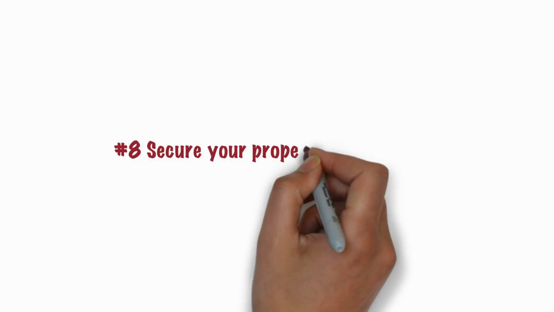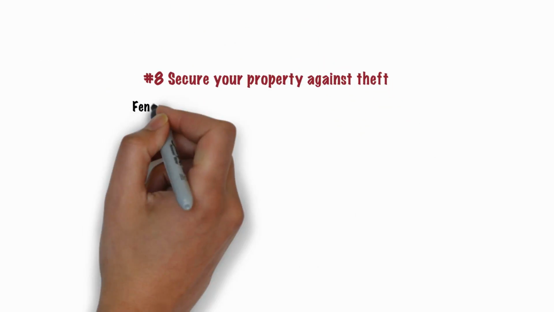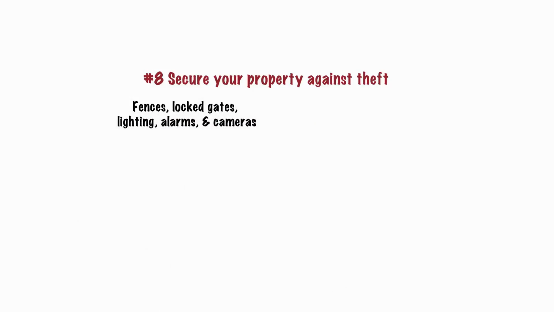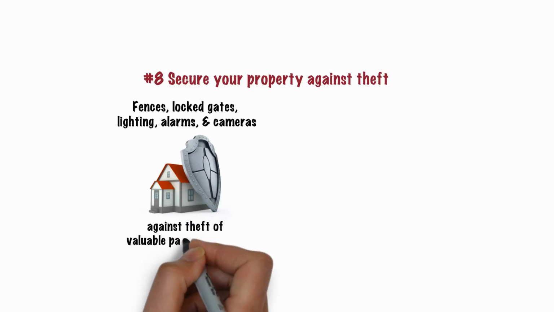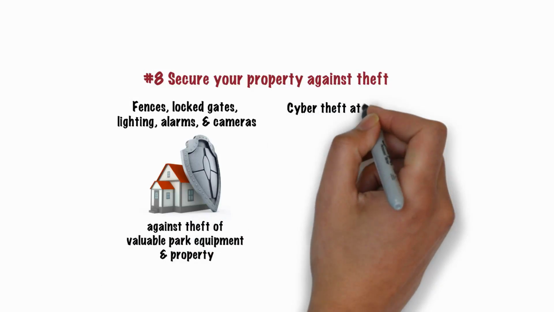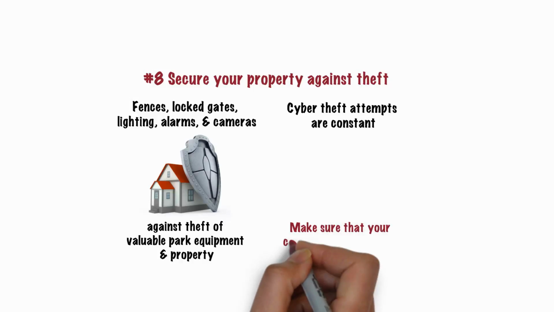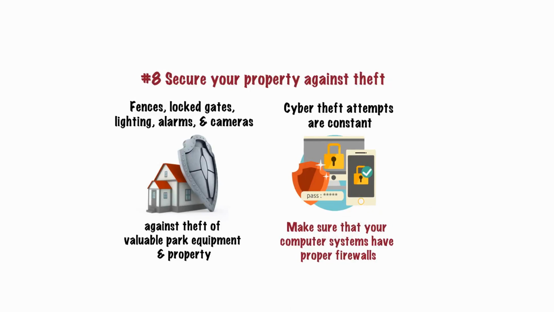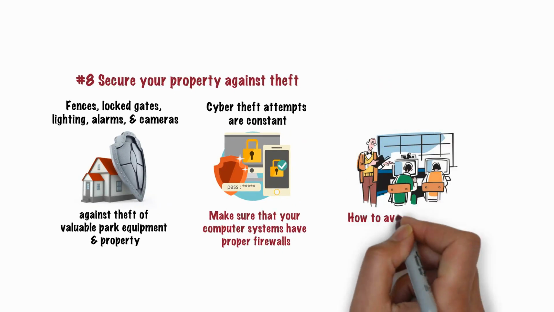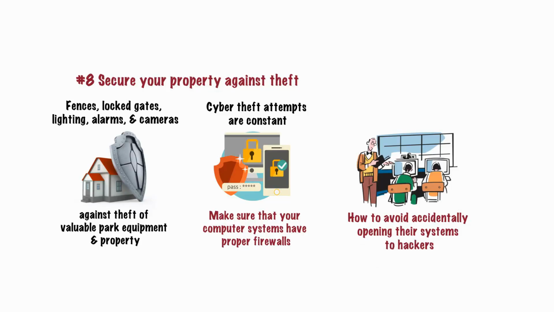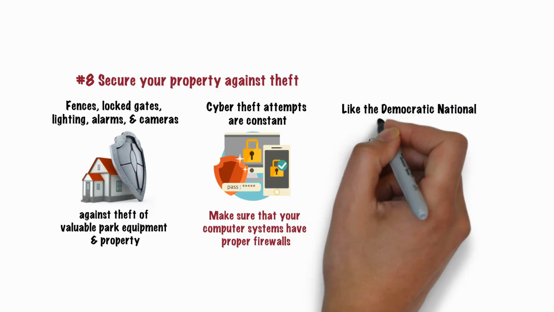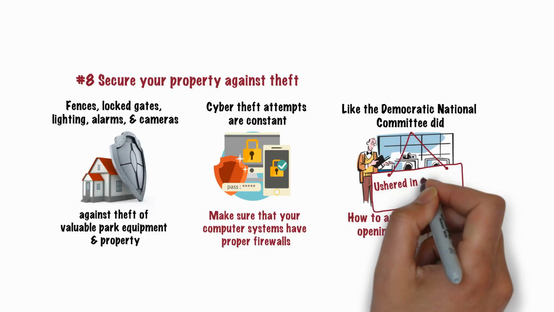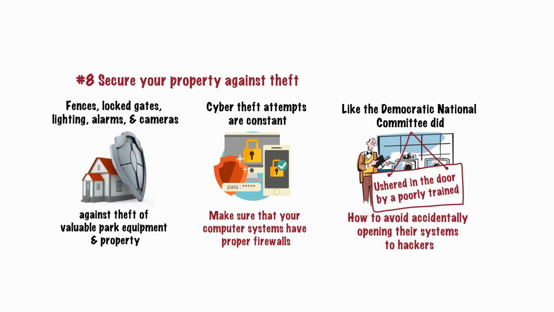8. Secure your property against theft. A proper combination of fences, locked gates, lighting, alarms, and cameras are a great defense against theft of valuable park equipment and property. As cyber theft attempts are constant, you must also make sure that your computer systems have proper firewalls and that all security software is up to date. Furthermore, employees must be trained on how to avoid accidentally opening their systems to hackers, just like the Democratic National Committee did in the 2016 presidential election. Hackers didn't break into their system. They were ushered in the door by a poorly trained employee.